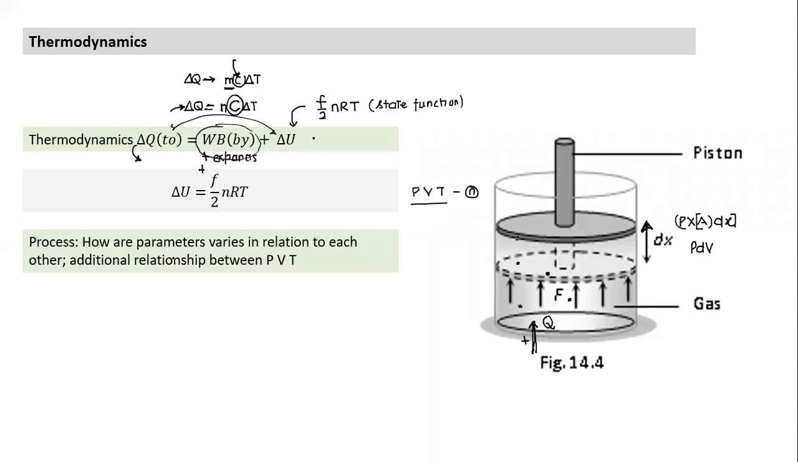The process is, when we vary the parameters, what is the relationship? What is the way we are changing the parameters? Are we following a particular way in changing them? How the parameters are varied in relation to each other, that defines the process. Let's try and understand the process.